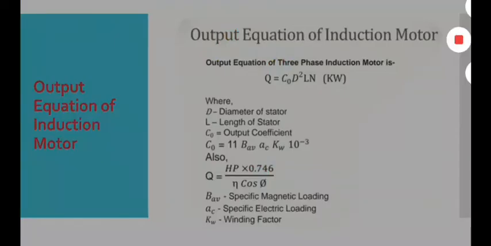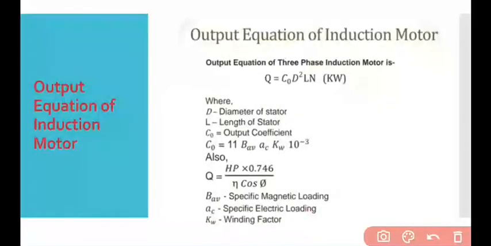In the output equation of the induction motor, there are main terms used over here: Q = C0 D² L n kW. If you look at the output equation, we get Q = C0 D² L n kW, where kW is taken in terms of kilowatt. C0 is the output coefficient, which is generally given by 11 Bav ac kW × 10³. Here Bav stands for average flux density, and ac, kW and ×10³ are the other terms.